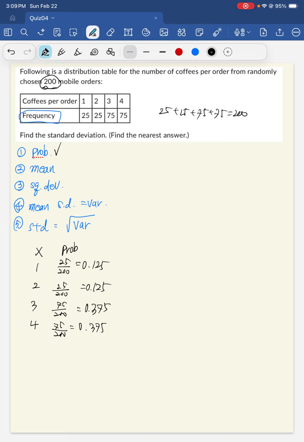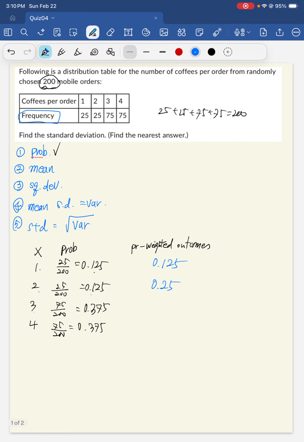And let's calculate the mean. To calculate the mean, I'm going to calculate probability weighted outcomes. That is 1 times 0.125, which is 0.125. And 2 times 0.125 is 0.25. 3 times 0.375, you may need a calculator, is 1.125. And 4 times 0.375 is 1.5.